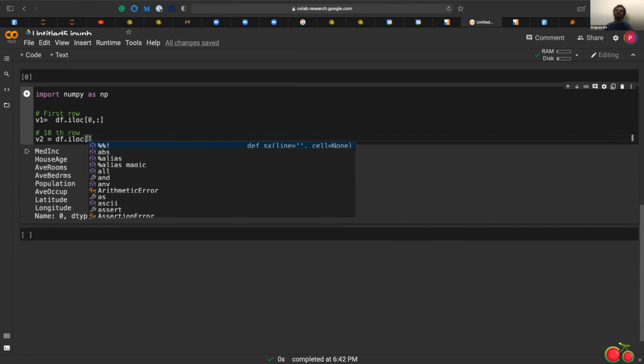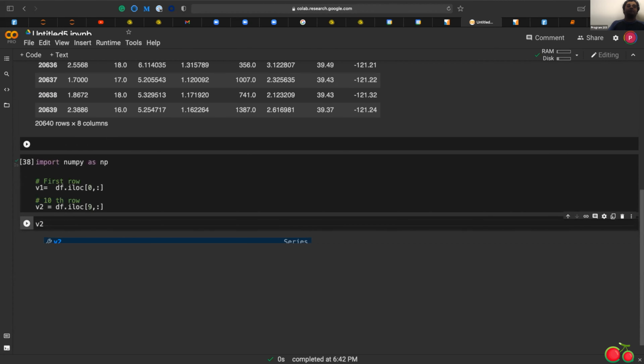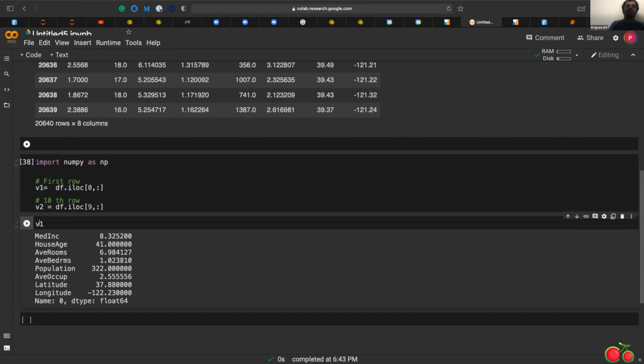It is a bit of a trick question. How would I get the 10th row? What would I type? Yes, 9. You type 9, because in Python you are indexing from 0, right? So we have these two vectors, v1 and v2.